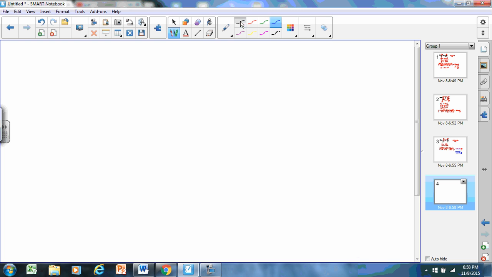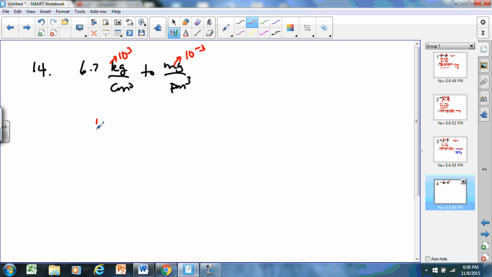Okay, number 14 is 6.7 kilograms per cubic centimeter to milligrams per cubic picometer. This one was awful. So kilo, I'm just doing the top first. This is 10 to the +3. This is 10 to the -3. How far is it from +3 to -3? 6. What's bigger? +3. So 1 kilogram is 10 to the 6 milligrams. Top is done. The top is not squared or cubed.